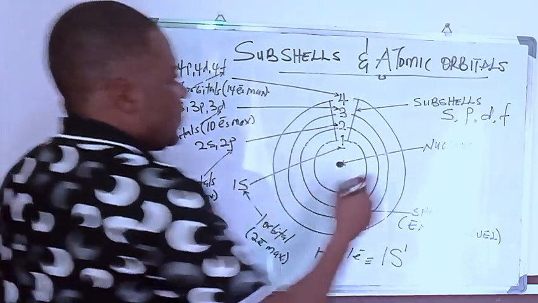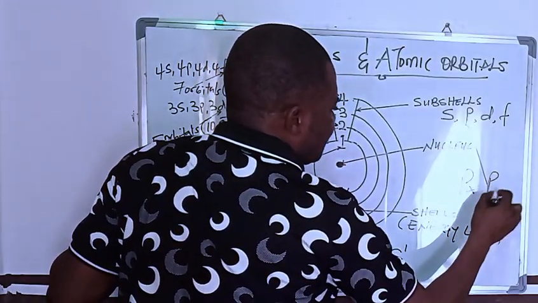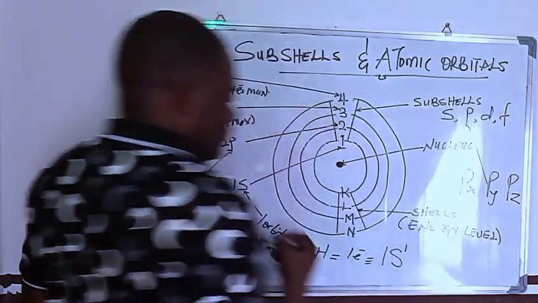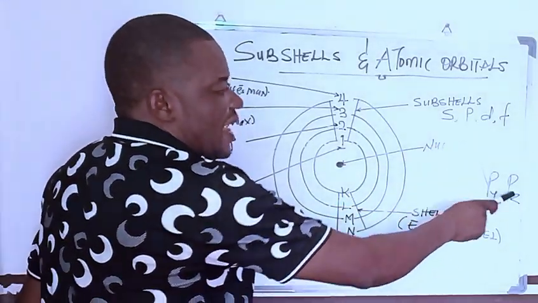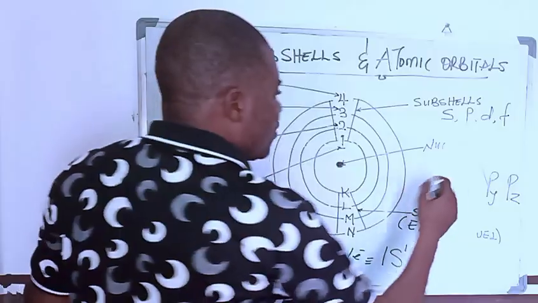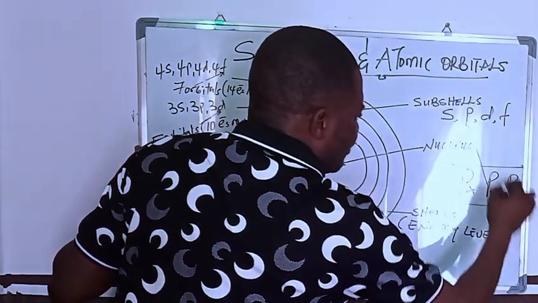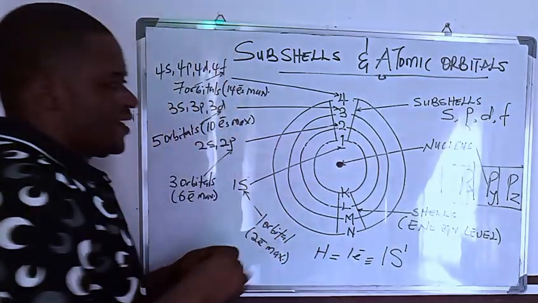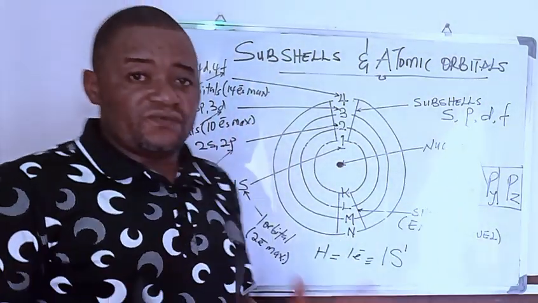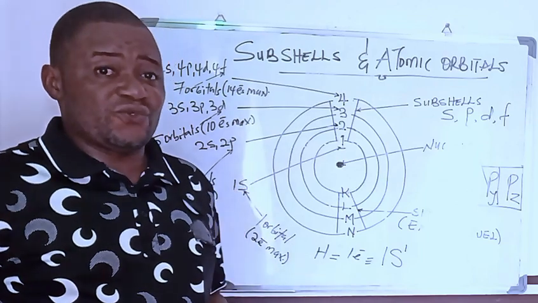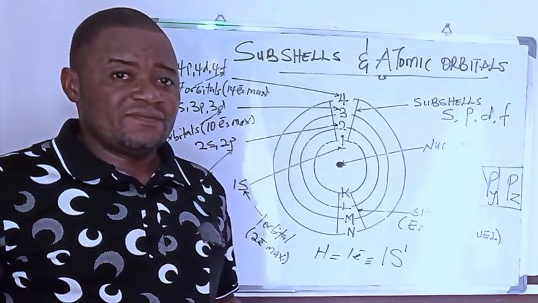And this is because the P subshell has the PX, the PY, and the PZ. So this subshell P has the PX, PY, and PZ. And that is why when you are drawing the configuration, in order for you to fill in electrons, you see that you have 1, 2, 3 spaces for you to fill in electrons, following the Pauli exclusion principle, Hund's rule, and the Aufbau principle.